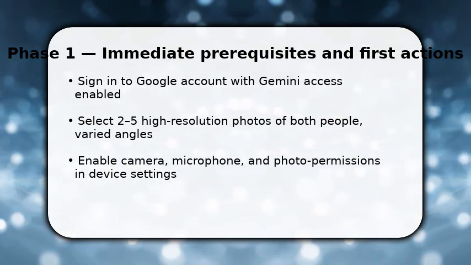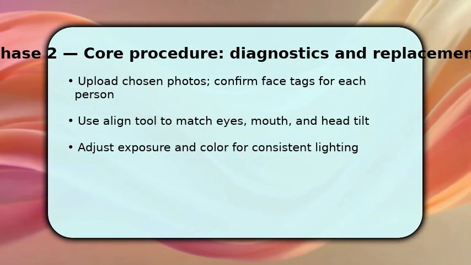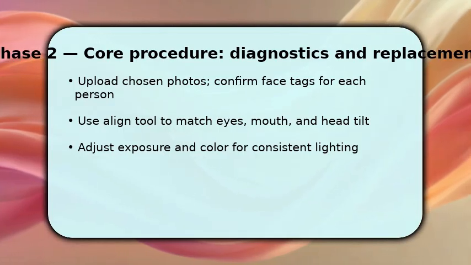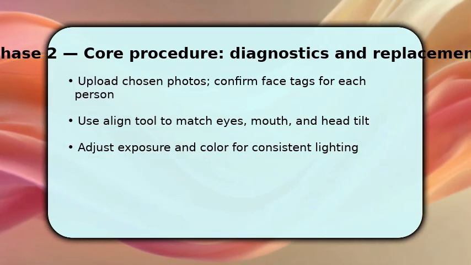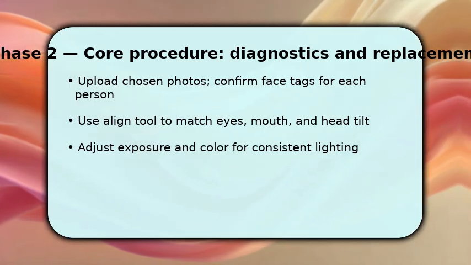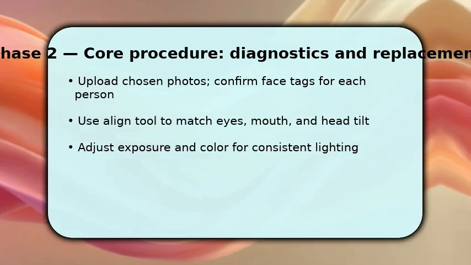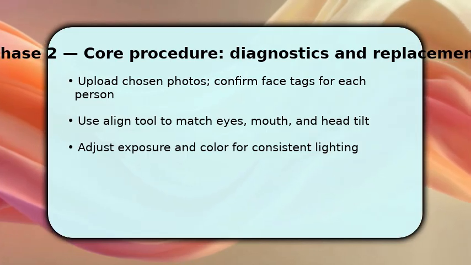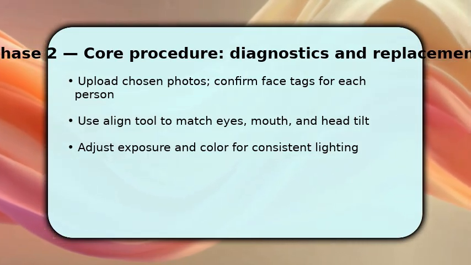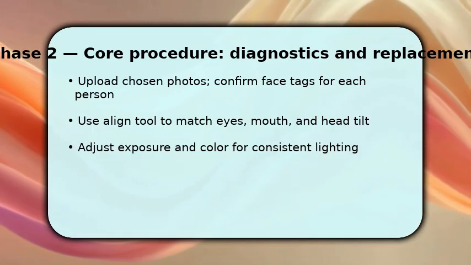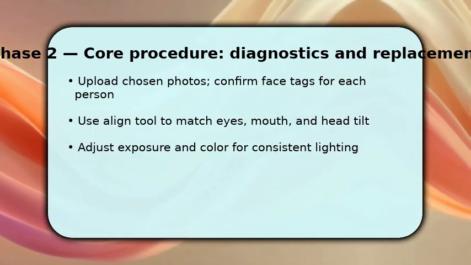You now upload the images into the same Gemini project and tag faces so the model knows which subject to preserve. Use the Align tool to match eyes and mouth positions. This ensures features blend naturally. Adjust head tilt and scale so both faces sit in similar frames, because alignment reduces ghosting and artifacts.